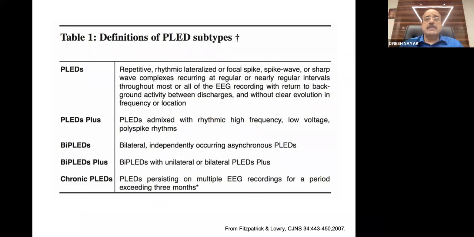If it starts at once in 1.5 seconds, and then gradually becomes shorter and shorter, and it becomes 3 per second or 2 per second or 4 per second, that is not PLEDs. So the inter-discharge interval remains almost static throughout. There's no evolution of that frequency. And the location also remains the same throughout the recording. That is a very important point.